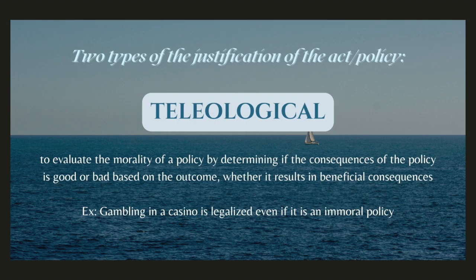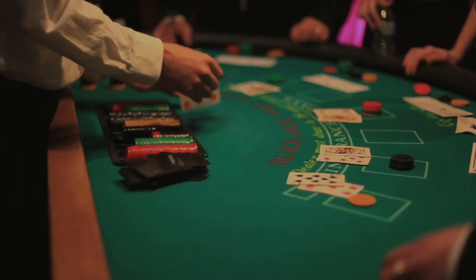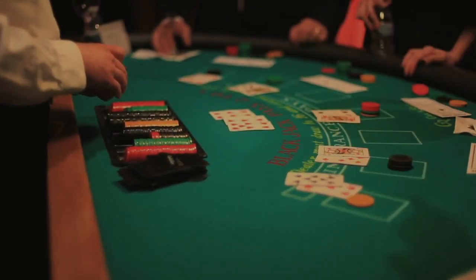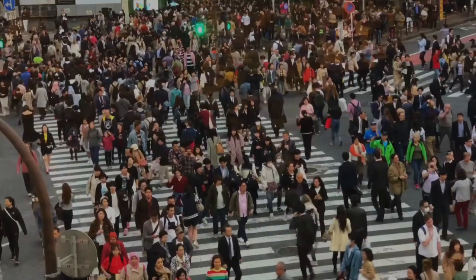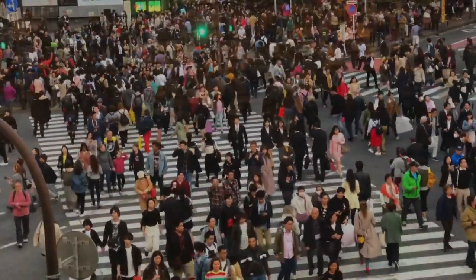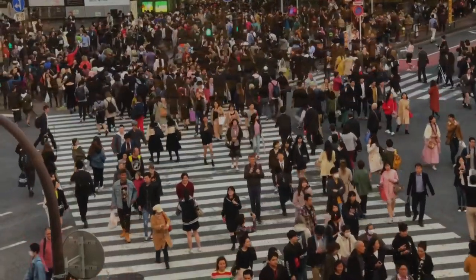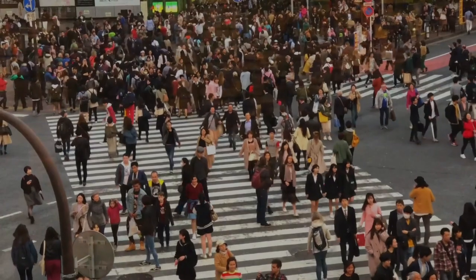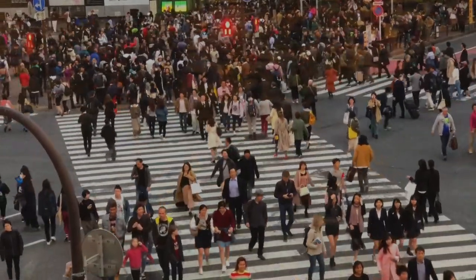The next is teleological. This is the justification of the act or policy by evaluating the morality of a policy by determining if the consequences of the policy is good or bad based on the outcome, whether it results in beneficial consequences. An example for this is, gambling in a casino is legalized even if we know that it is an immoral policy. Even if it is immoral, they justify it as beneficial for the economy because, of course, the best justification for a legal or policy proposal is to demonstrate that the nature of the act is good in itself and the consequence of the act is beneficial to the greater number. In addition, no aversive consequence is anticipated. And with that, we are now finished with the discussion of Module 4.